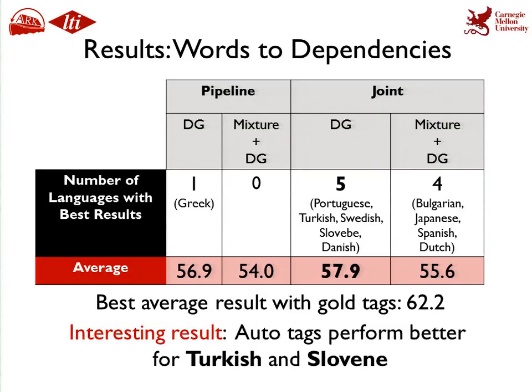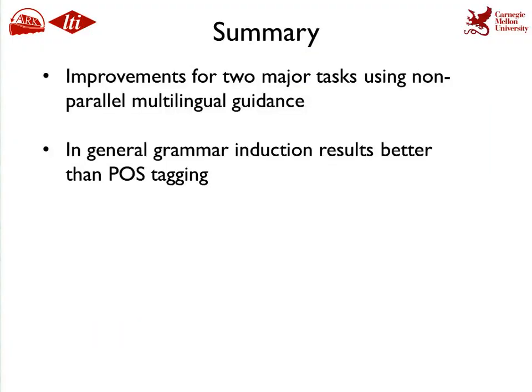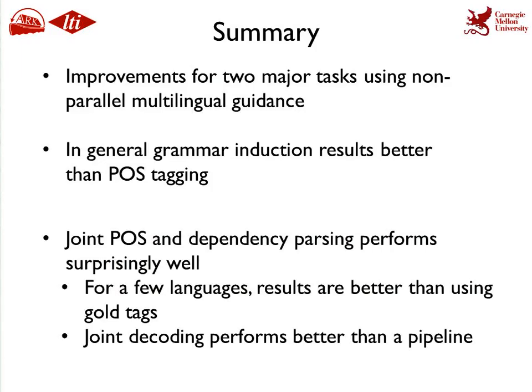So finally, in summary, improvements for the two major tasks using non-parallel guidance from source languages. In general, grammar induction results are better than part-of-speech tagging, and we have some intuition why this happens. It is because syntactic dependencies transfer much better than, say, transition probabilities for part-of-speech tagging. And at the end, we tried this experiment for joint POS and dependency parsing, which performs surprisingly well. And for a few languages, results are even better than using gold tags.